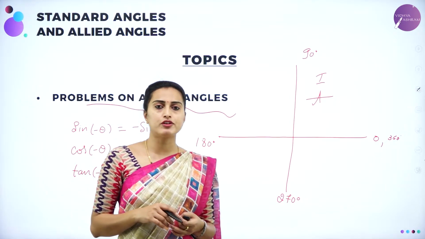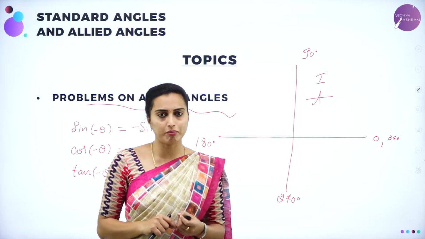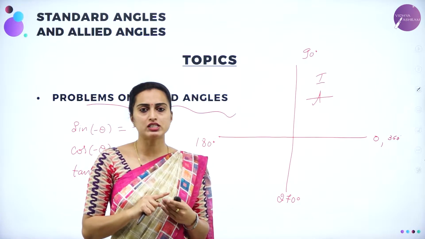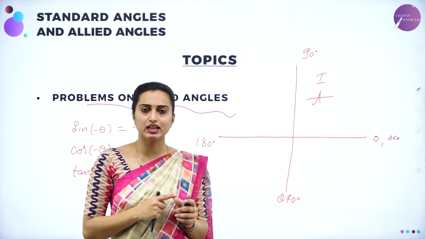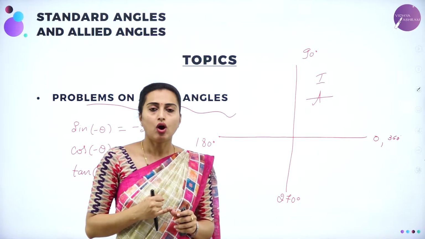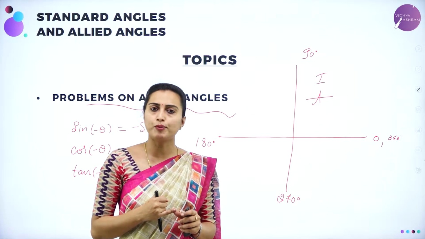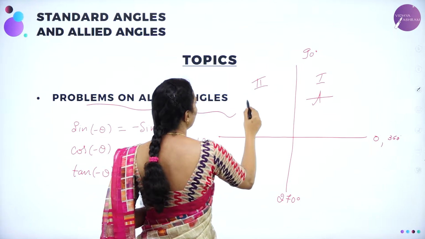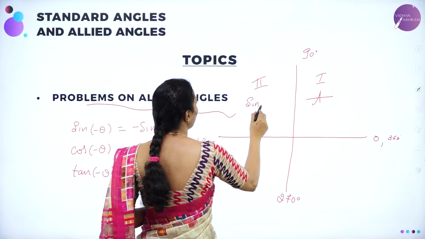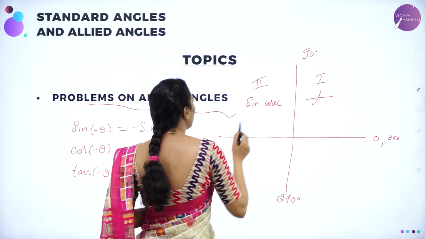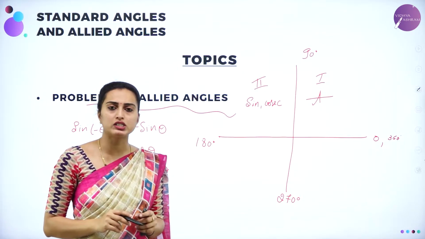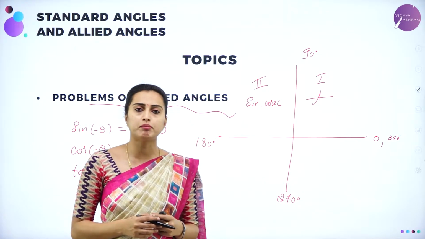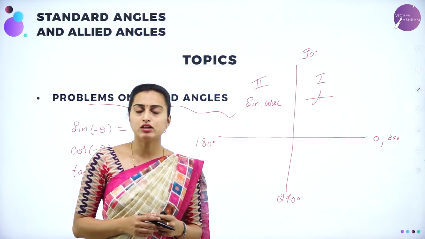How many trigonometric functions you have? You are having 6 trigonometric functions, which is sine, cos, tan. Reciprocal of sine is cosecant. Reciprocal of cos is secant. Reciprocal of tan is cot. All these trigonometric functions are all positive in the first quadrant. What about in the second quadrant? Second quadrant, only the positive is sine and the reciprocal of sine is nothing but cosecant. Only these two trigonometric functions are positive in the second quadrant. Remaining all are negative in the second quadrant. What are all remaining? Tan, cot, secant, cos.